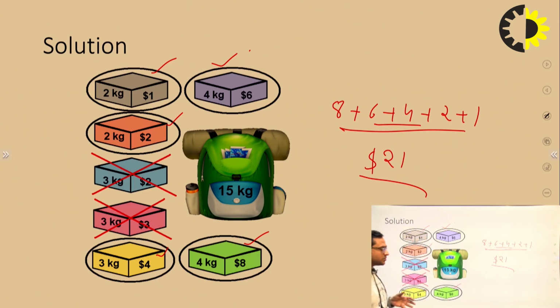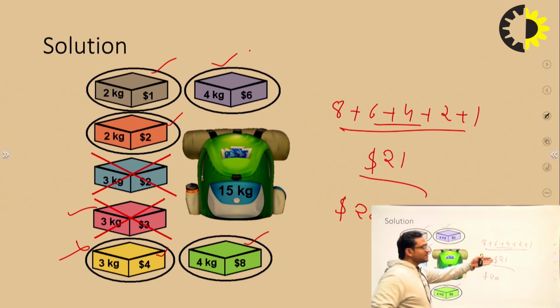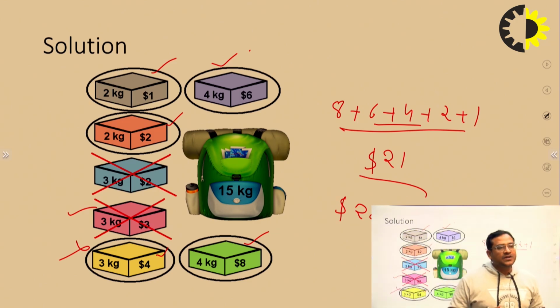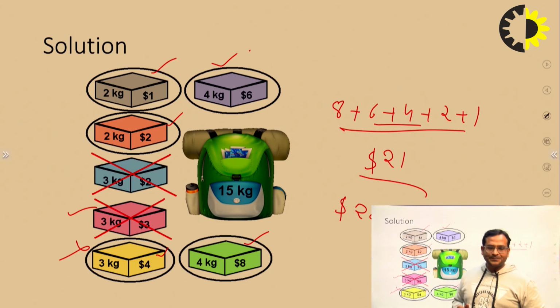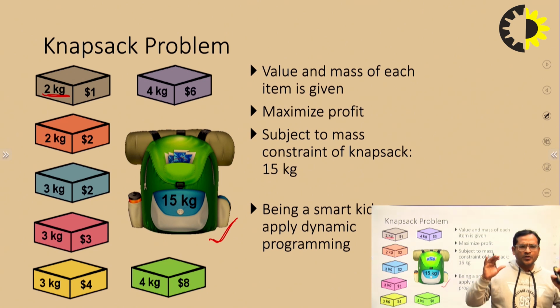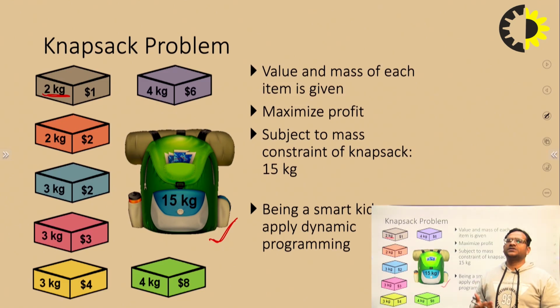Or we can choose this item and neglect this one. If I cross this one out and select this one, my profit is going to be $20, which is less than $21. So my approach is to select the items that give the maximum profit. We are going to apply dynamic programming to get the maximum profit through the knapsack. This is basically the generalization of the problem: what the problem is, what kind of solution we want, and how the items are selected.